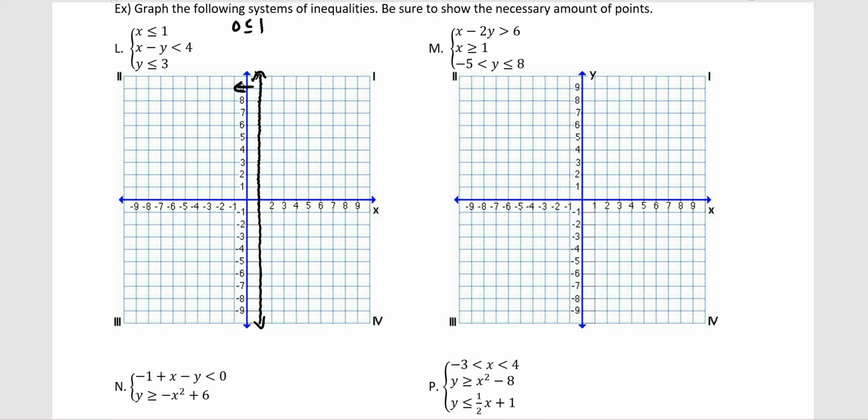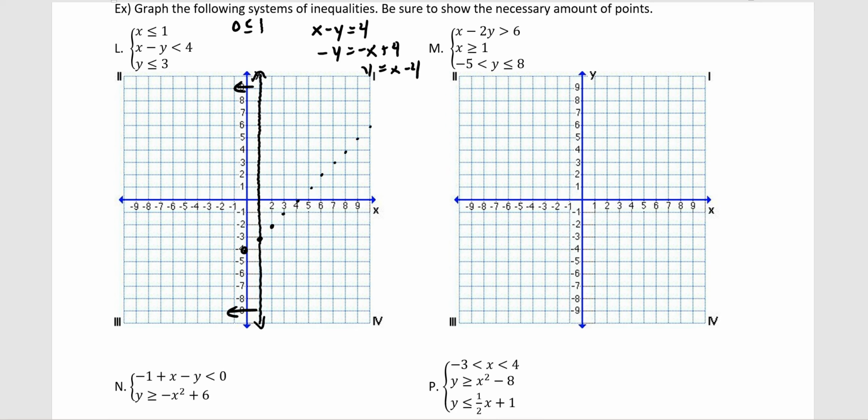So I'm going to show arrows to show that's the direction I'm shading for that line. Now x minus y is less than 4. Well, let's start with x minus y equals 4. I would subtract x, so negative y equals negative x plus 4, which means that y would equal x minus 4. So I can graph that. It has a y-intercept of negative 4, a slope of 1, so it's just going up 1 over 1 all the way out of here.